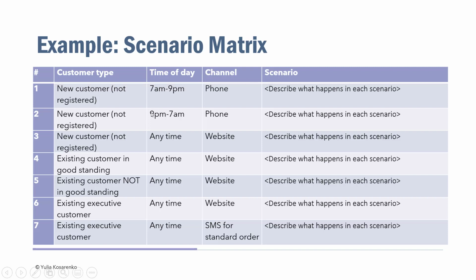Imagine these customers of different types are trying to place an order. What is supposed to happen in which scenario? What happens if a customer that hasn't paid their order in time, for example, goes to the website and tries to place a new order? Should they be allowed to do that, or do you not want to accept their order? So these scenario matrices help you capture different variations, different factors, and how they should influence the outcome.